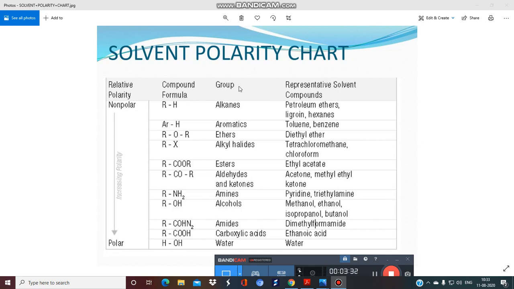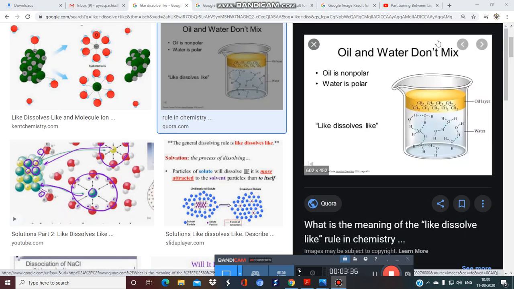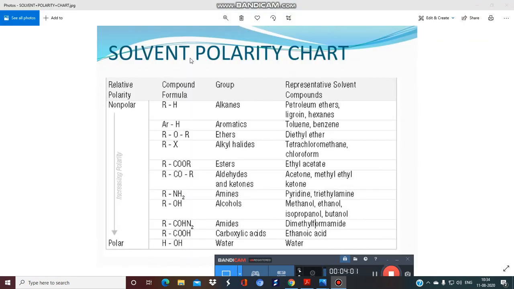There is a basic law in chemistry that like dissolves like. Oil and water do not mix, because oil is non-polar and water is polar. If we have to solubilize oil, we use a non-polar solvent. If we have to mix with water, we use a polar solvent like alcohol, and we know alcohol mixes in water. I hope you have a brief idea about the solvent polarity chart or solvent polarity index.